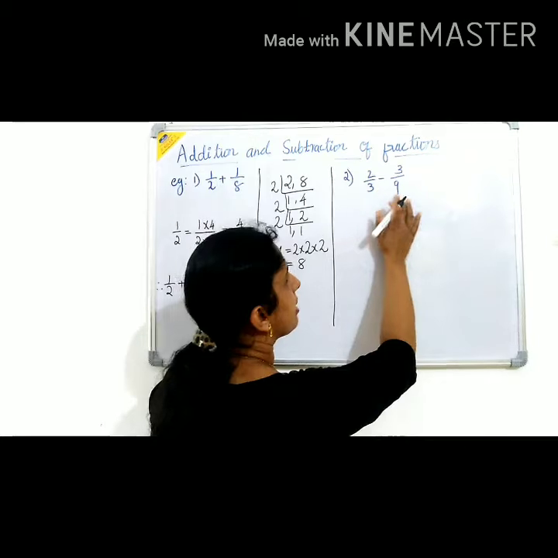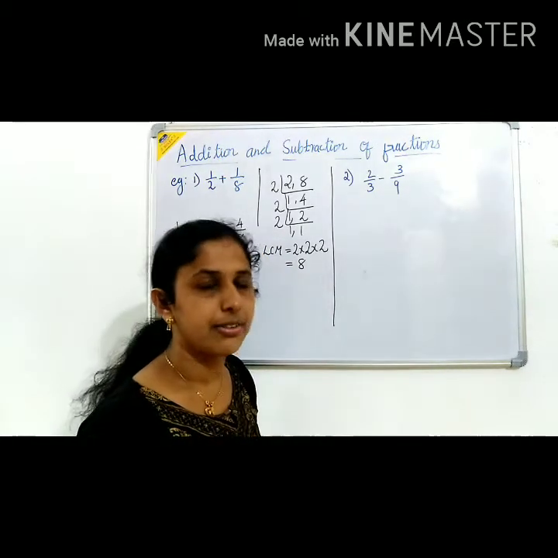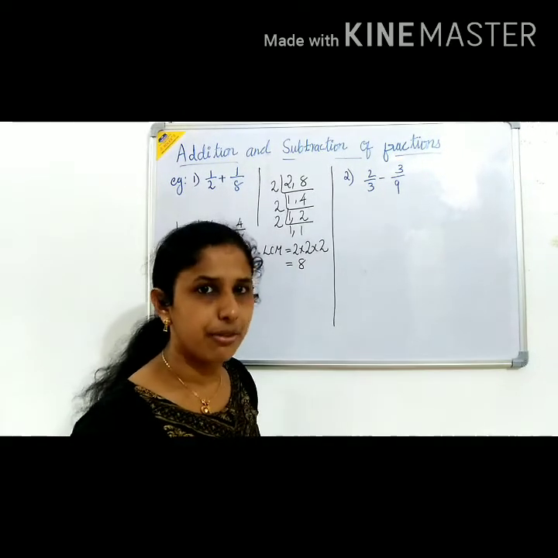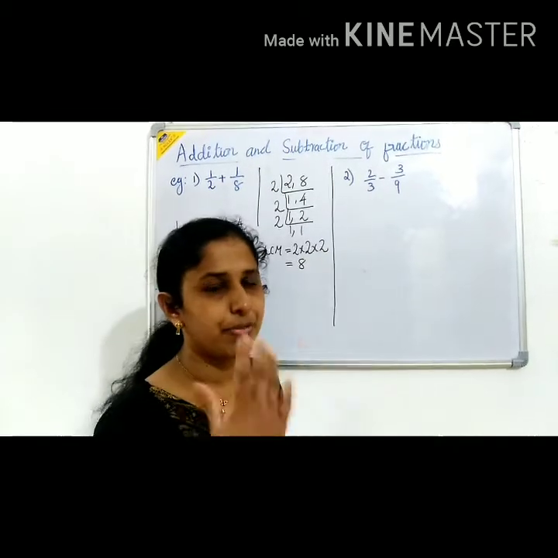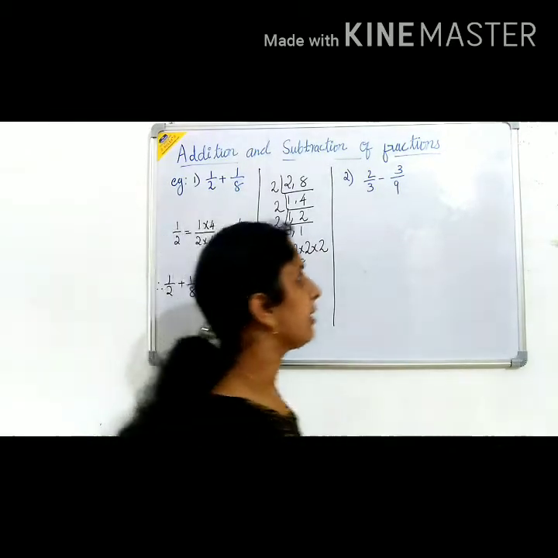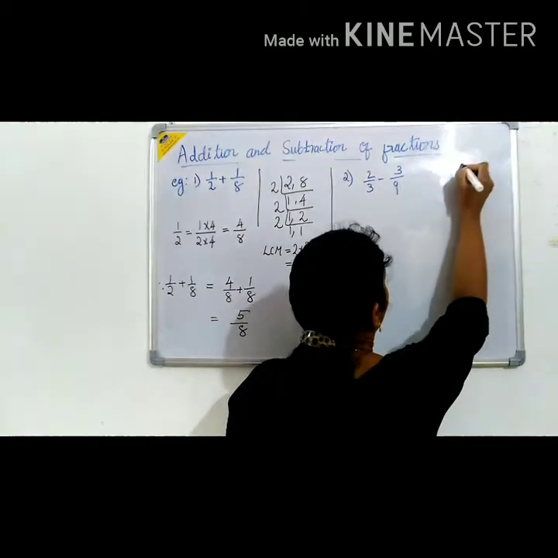Now we can see the second question, that is of subtracting fractions. Here also you can see denominators are different, 3 and 9. So we have to find the LCM. Directly you can say what is the LCM of 3 and 9. Then also we can find it. That is 3 and 9.